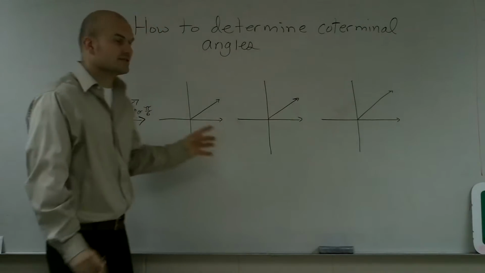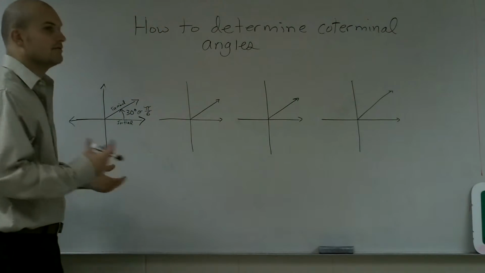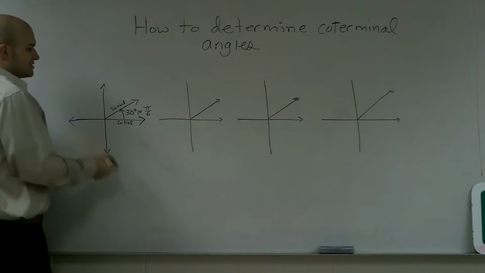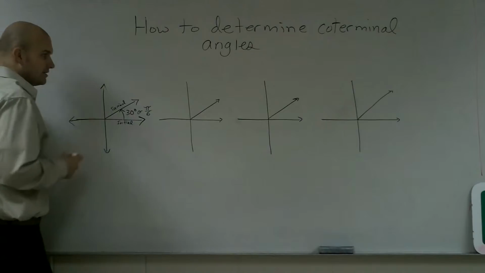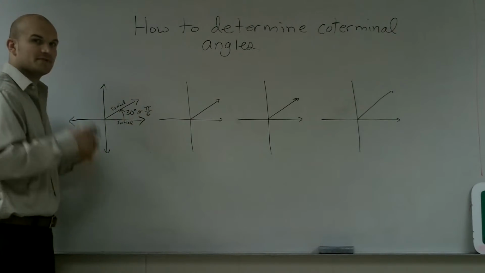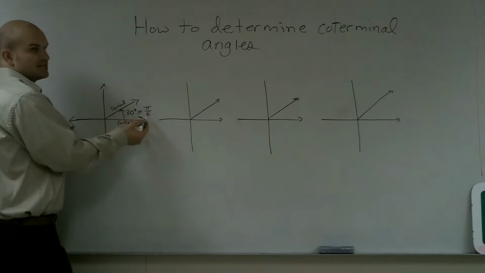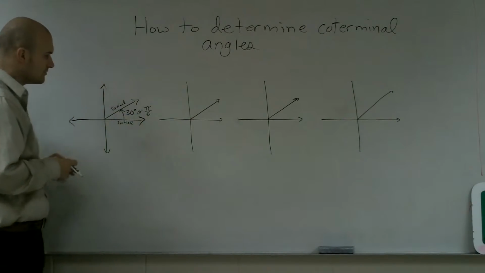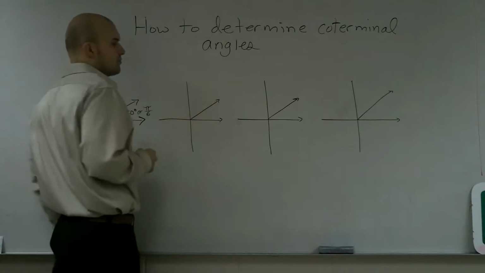Alright, what I'd like to do is give you guys another example of some coterminal angles and how to show them. First thing we need to remember about coterminal angles is coterminal angles are angles that have the same initial and same terminal side. So I'm going to work with this in degrees and I'm going to work with this in radians, because we have to start getting out of our habit of always thinking in degrees and begin looking into radians.